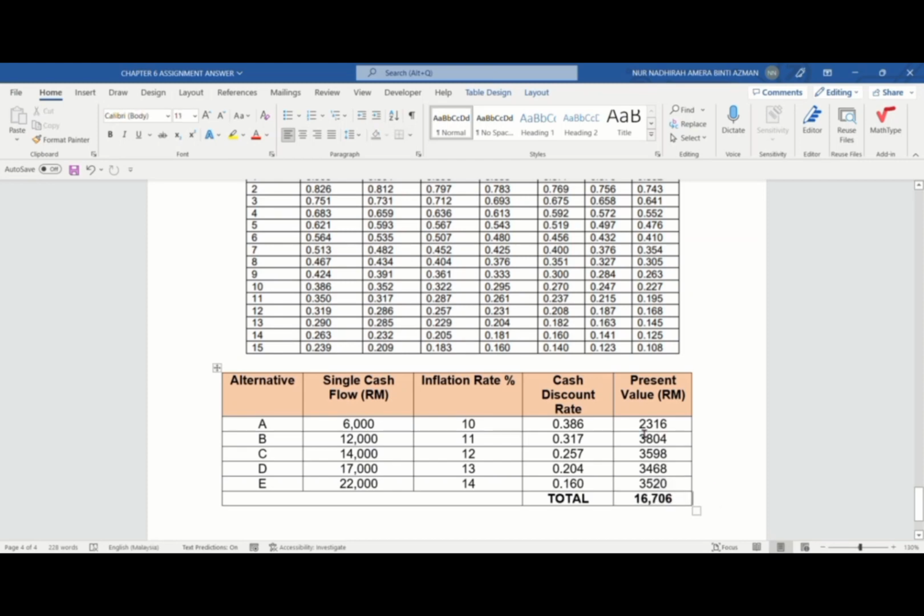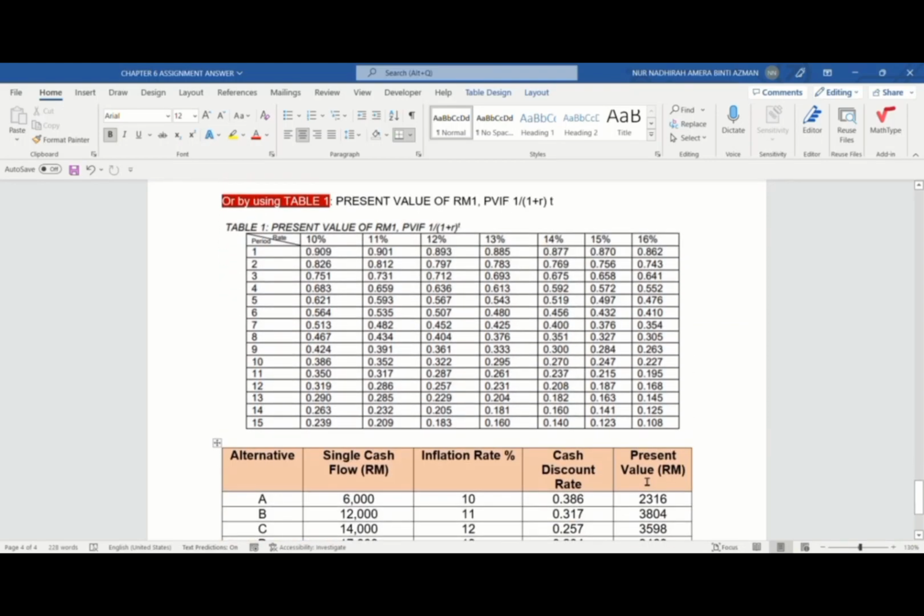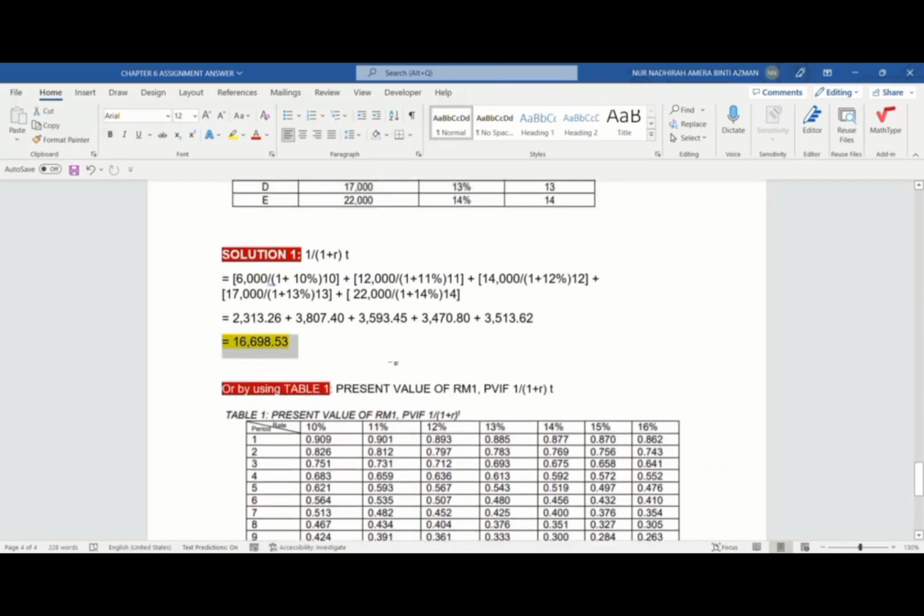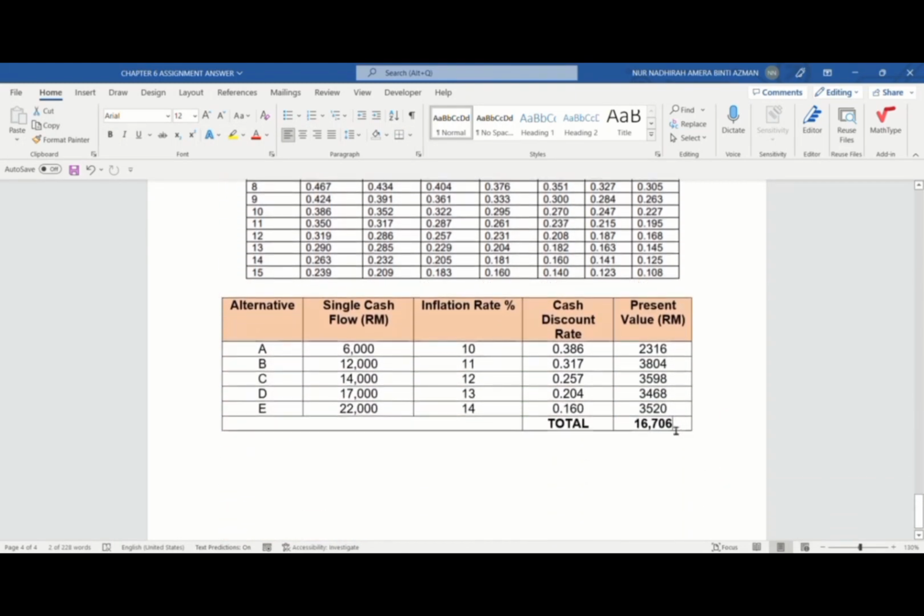And the next step, you add up all the values here and you will get 16,706. But bear in mind, the answer for solution 1 and solution 2 is different because of rounding figures.